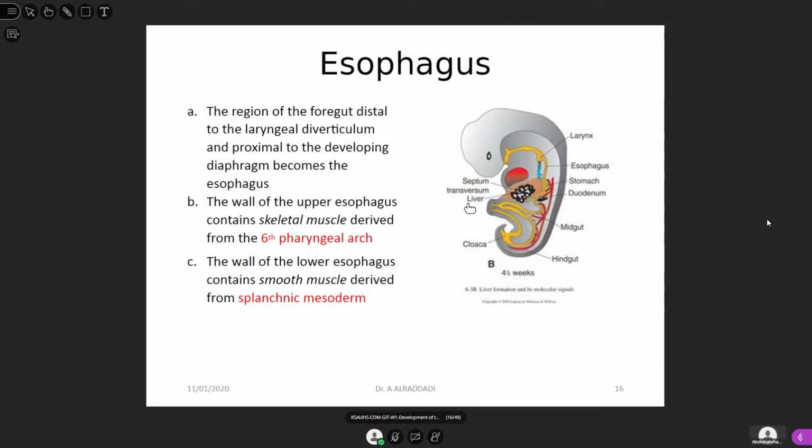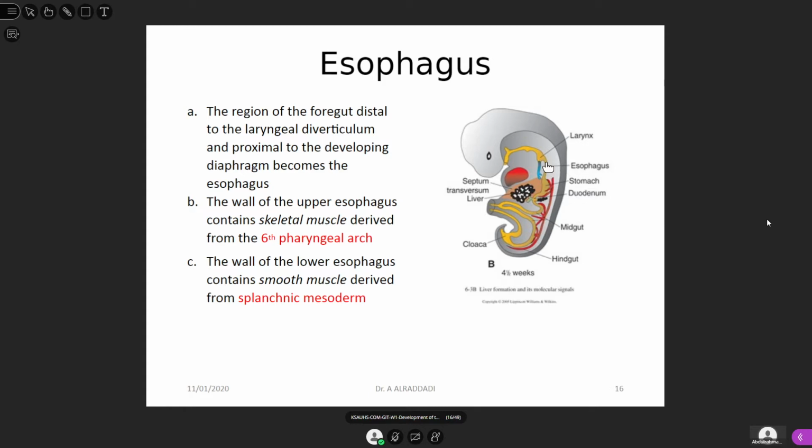Esophagus: the region of the foregut distal to the laryngeal diverticulum, the opening of the larynx, and proximal to the developing diaphragm becomes the esophagus. The esophagus also extends some millimeters or centimeters underneath the diaphragm. The wall of the upper part of the esophagus contains skeletal muscles. These skeletal muscles are derived from the sixth pharyngeal arch. The sixth pharyngeal arch, if you remember, we already studied this in the respiratory science block.